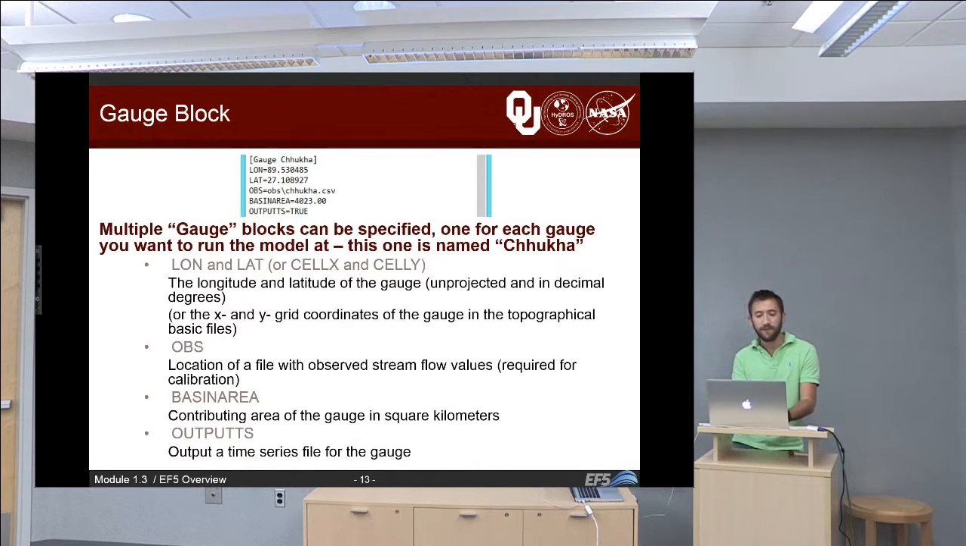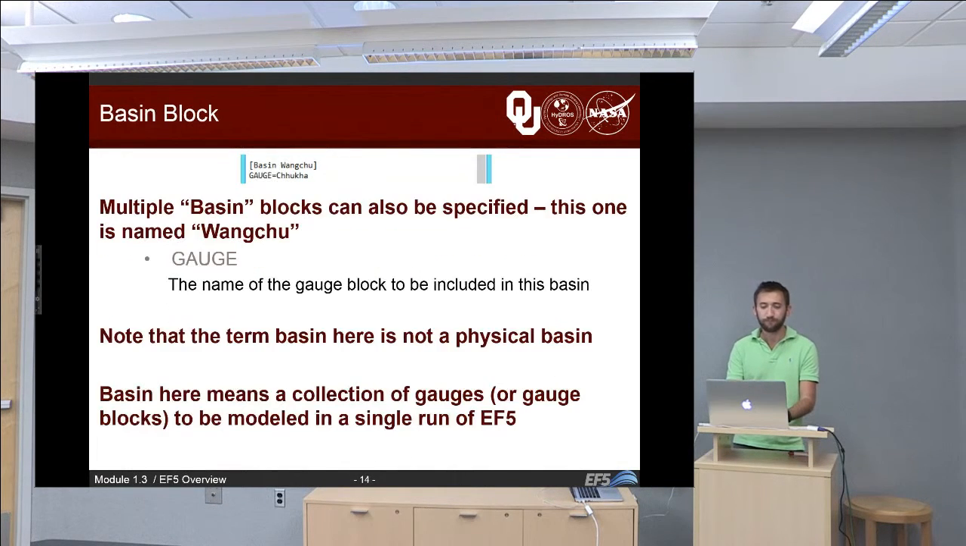And then output TS stands for output time series. And so here we've listed that as true, and that tells the EF5 that we actually want a file to be produced for this gauge. The reason why this option is important is, remember, you can have more than one gauge block. So if you wanted to run EF5 over 100 gauge blocks all at once, but you really only wanted to see the output data from one or two, that's why you have that output time series flag.